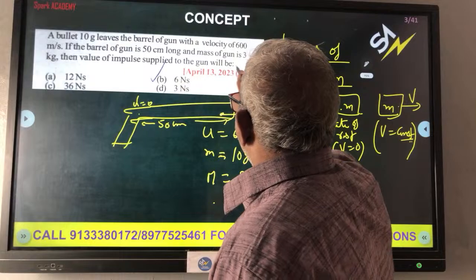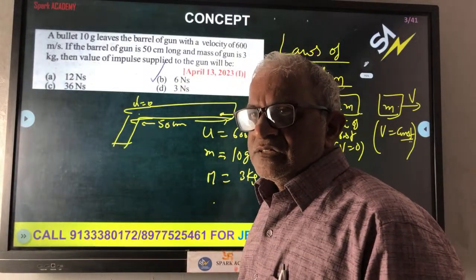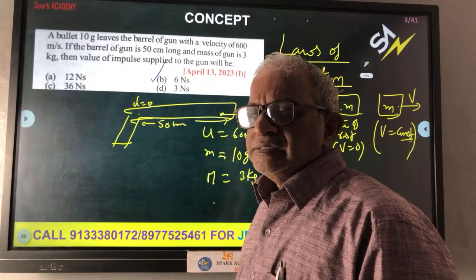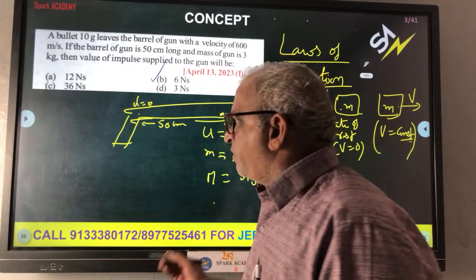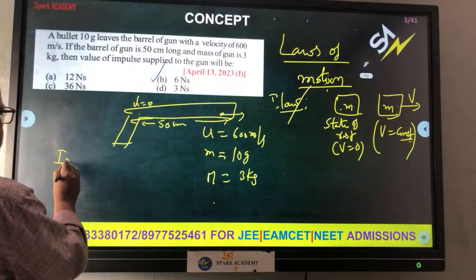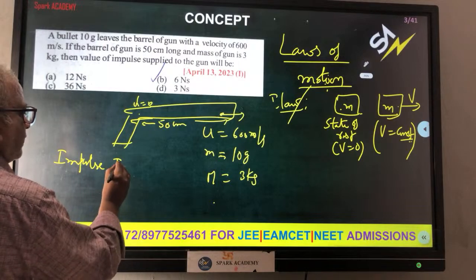The value of impulse applied to the gun. Impulse means what? Initially the gun is at rest. Finally the gun is attaining momentum MV. Impulse means changing momentum only. Initially the gun is at rest, finally momentum is MV, so the change in momentum is MV only. How to calculate MV? Impulse of the gun.